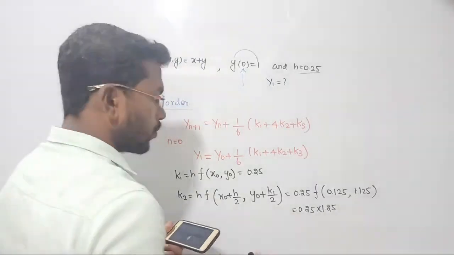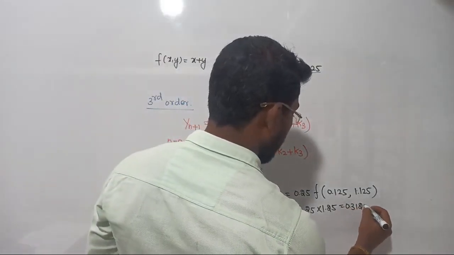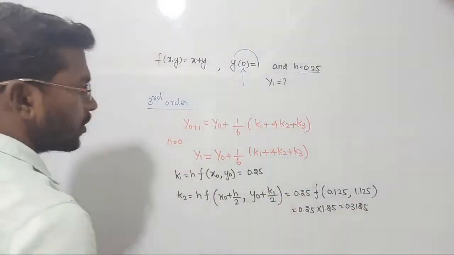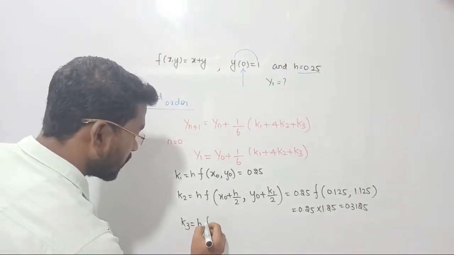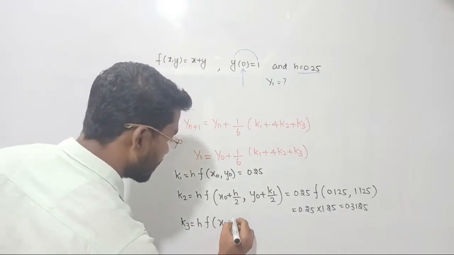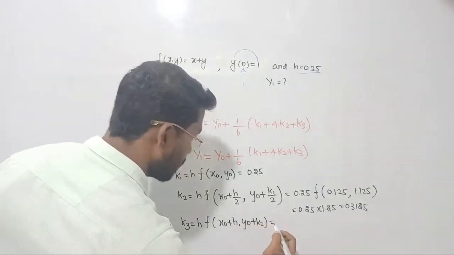So we are getting what? 1.25 into 0.25 is going to be 0.3125. That is the value for K2, right? Now we have to repeat to find out the value of K3, step size h, f of x0 plus h, comma, y0 plus k2. Exactly, that is correct.